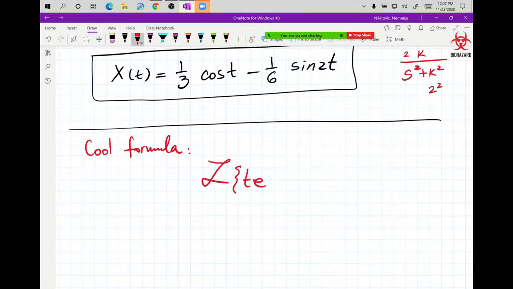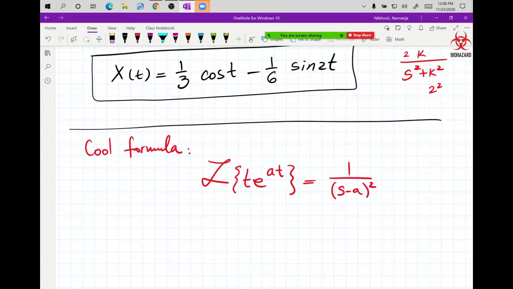T e to the at is equal to 1 over s minus a squared. And you go, oh, wait, that was the repeated one. Yes, that was the repeated one from before, because you see the form over here. You pre-multiply by t. And then if you have another repeated one, it's t squared. Guess what happens, right? I'll let you discover that. So that's a really cool part.